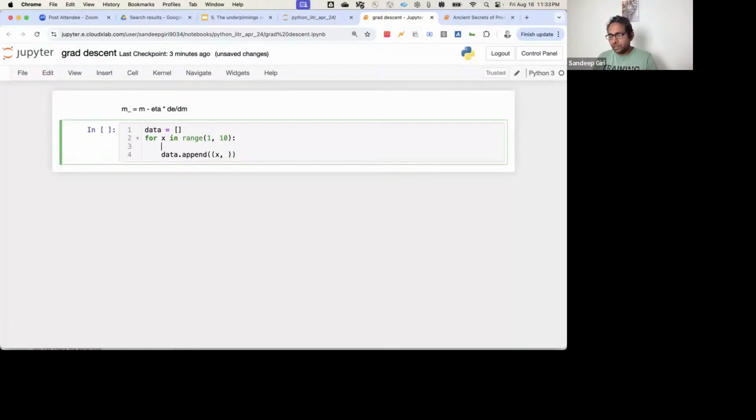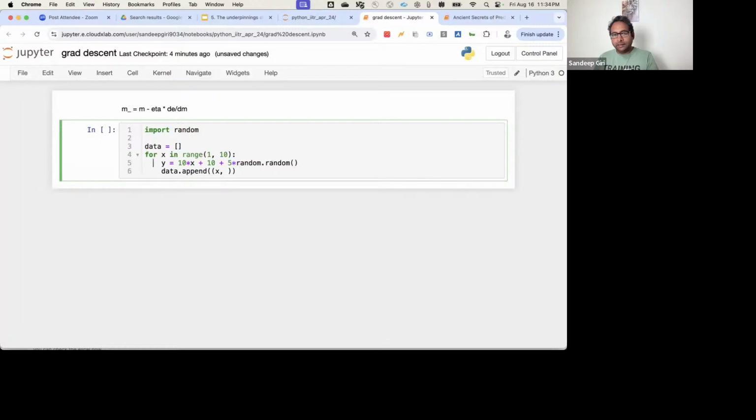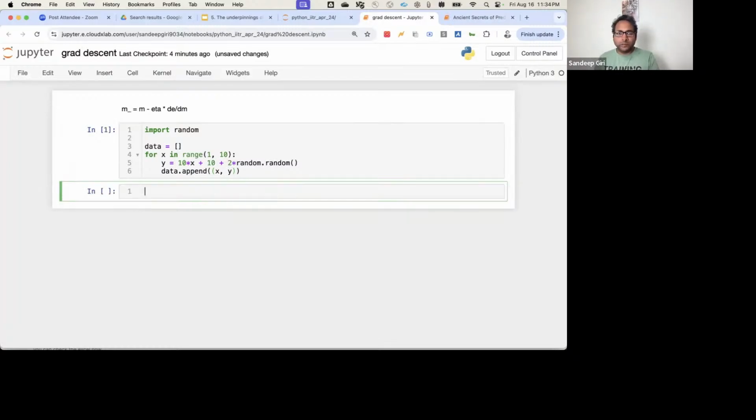So we are saying that our y is going to be something like 10 times x plus 10. And here I'm just adding random dot random, just a tiny bit of randomness. I'll just make it a little tiny. It should not become very awkward.